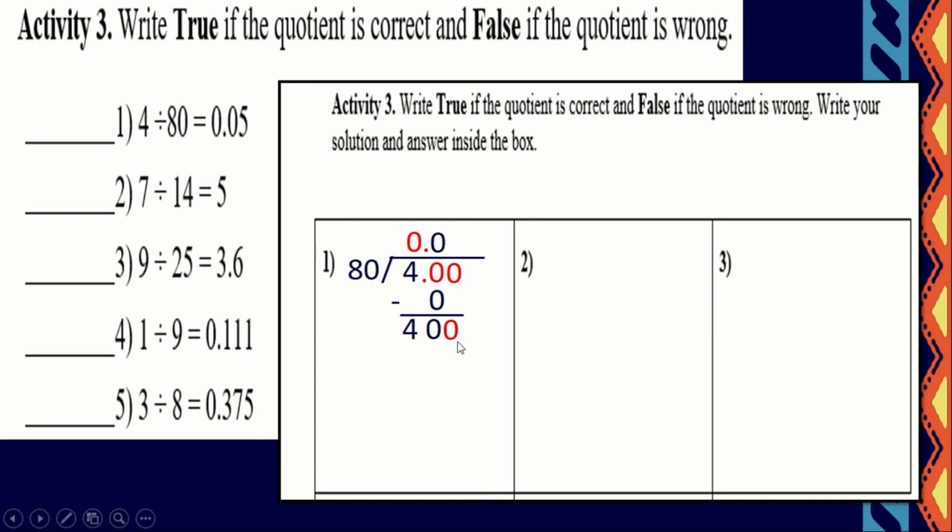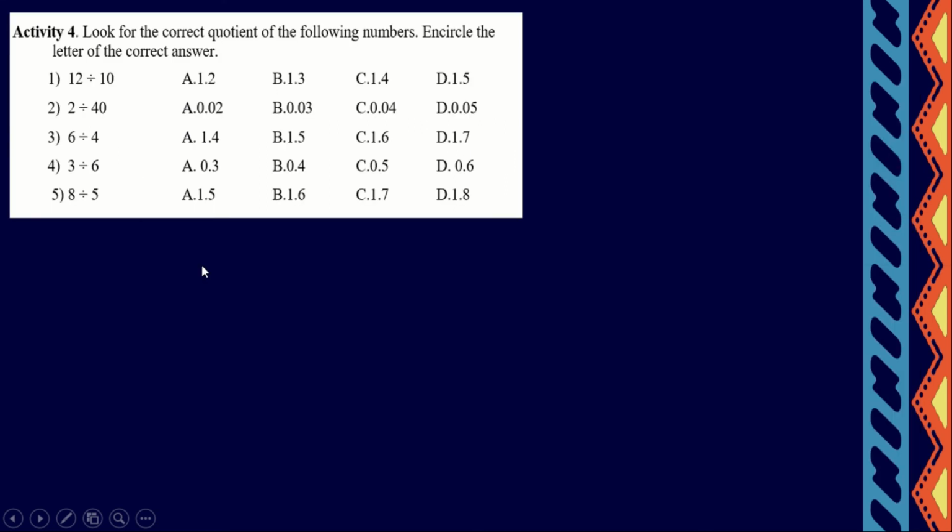So bring down 0. 400 divided by 80, we have 5. 5 times 80, we have 400. 400 minus 400, we have 0. So the answer is 0.05 or 5 hundredths. If you will notice, we have the same answer. So it means the answer is true. So kailangan isolve mo hanggang 5. So you will write true if it is true. At kung ang sagot naman niya ay false, write false.